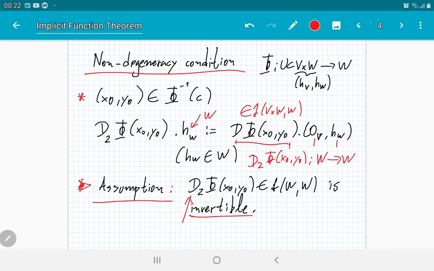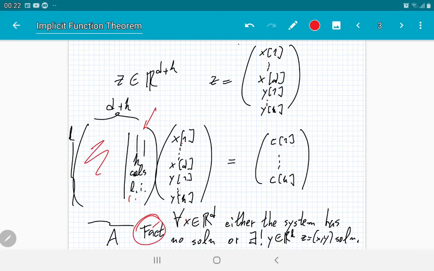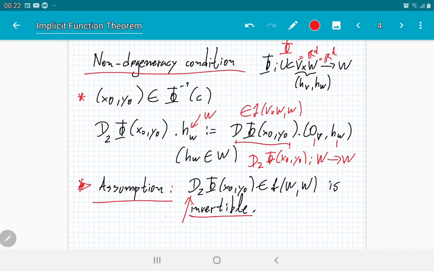So in matrix terms, if phi is given by a matrix, if V's are D and W's are K, you'd get exactly this condition from this non-degeneracy assumption. So it's really the same thing, except that now I have phi that's potentially nonlinear and lives in infinite dimensions, so there are all sorts of differences, but morally speaking, it's the same thing.